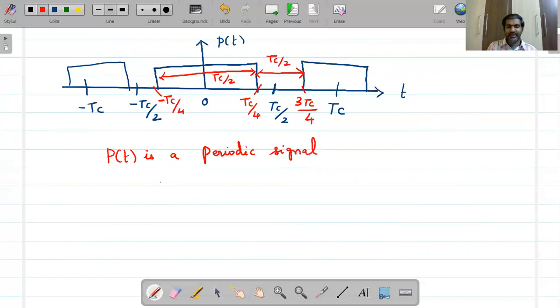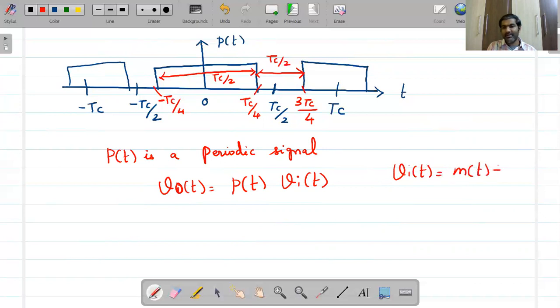Okay, and you know that V naught of t is equal to P of t into Va of t, from the previous derivation. So you know Va of t. What is Va of t? Va of t is nothing but M of t plus C of t. We have derived it earlier.